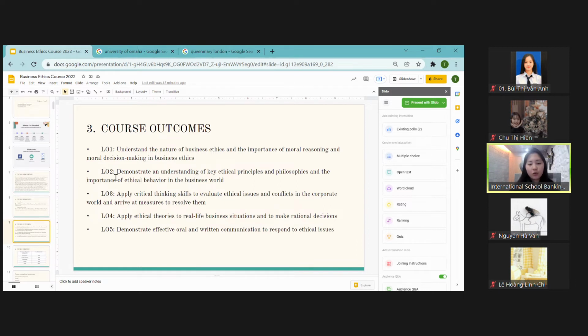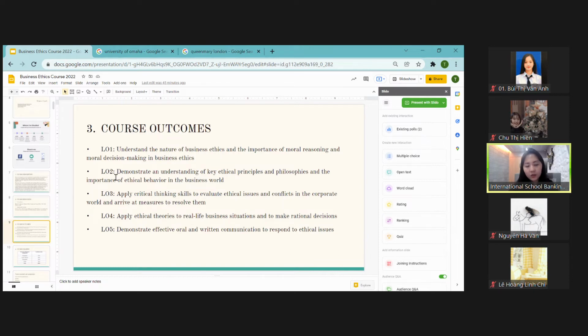Next, you will be able to apply critical thinking skills to evaluate ethical issues and conflicts in the corporate world and arrive at a measure to resolve them. You will be able to use critical thinking in order to support your decision making process.